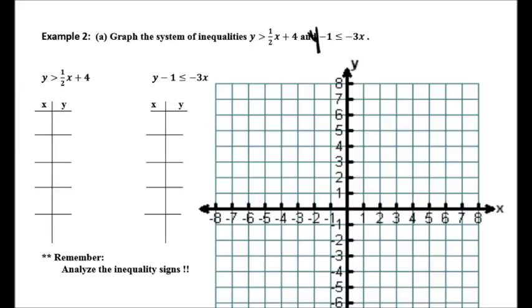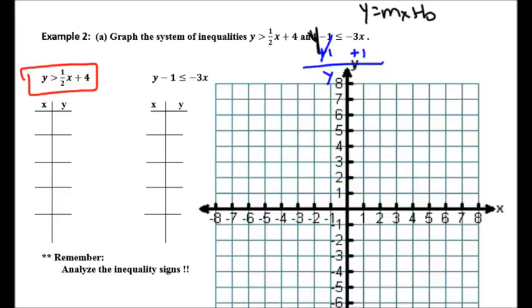Okay, so taking a look at the first one, are we in y equals mx plus b form? Yes, we are. We'll call that my red inequality. And then if I look at the blue one, is y by itself? The answer to that should be no. So I'm going to add 1 to both sides. I get y is less than or equal to negative 3x plus 1. So I'm going to rewrite this one, y is less than or equal to negative 3x plus 1. So that's my blue one.